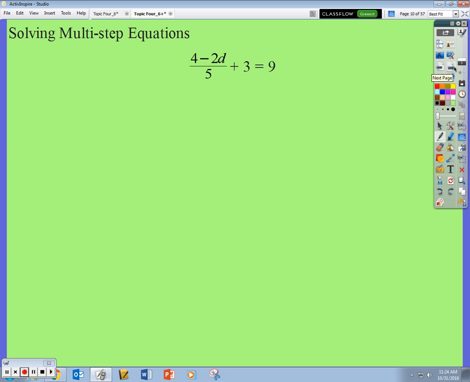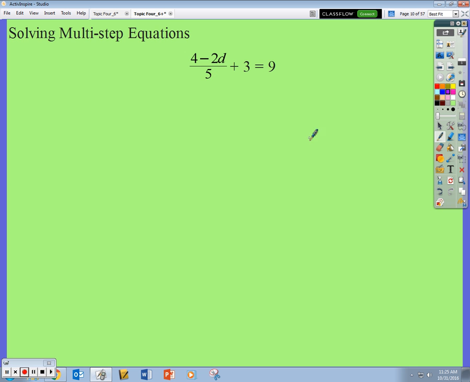We'd read this as 4 minus 2 times d, divided by 5, plus 3 is equal to 9. Now you can do a couple things here. You can multiply everything by 5 if you want to get rid of that divide by 5. But since we only have one divisor, or one denominator, I'm going to leave it as is for right now.